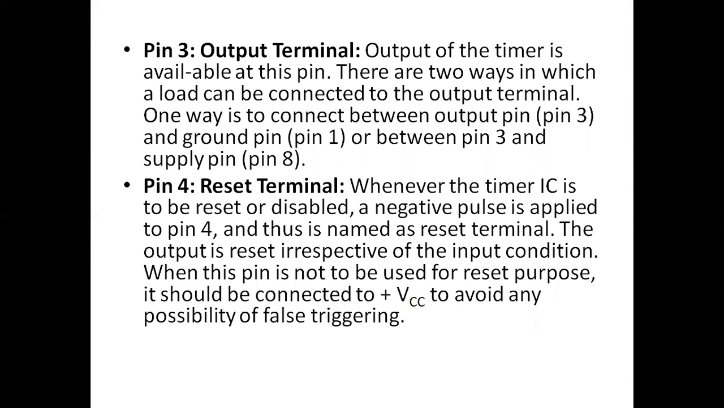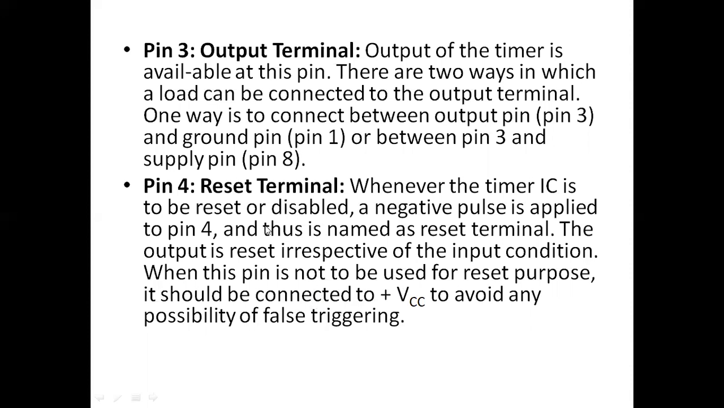And the fourth one is the reset terminal. Whenever the timer IC is to be reset or disabled, a negative pulse is applied to pin 4, and thus it is named the reset terminal. Whenever the IC is to be reset or disabled, we can use this pin to reset the IC. That's why this terminal is known as the reset terminal. When this pin is not used, it should be connected to plus VCC to avoid the possibility of false triggering.